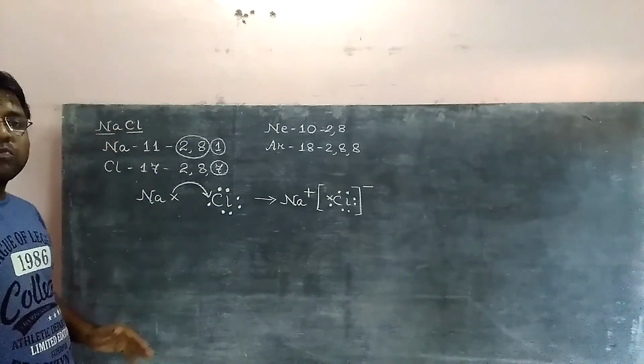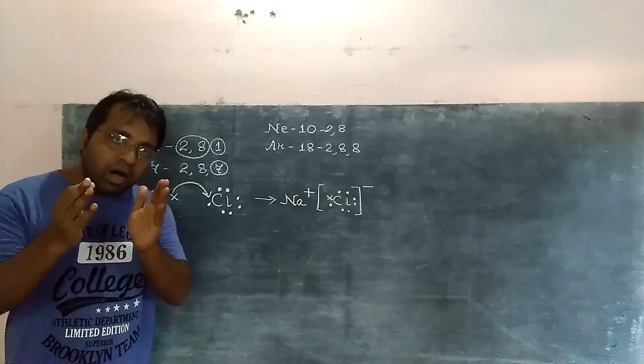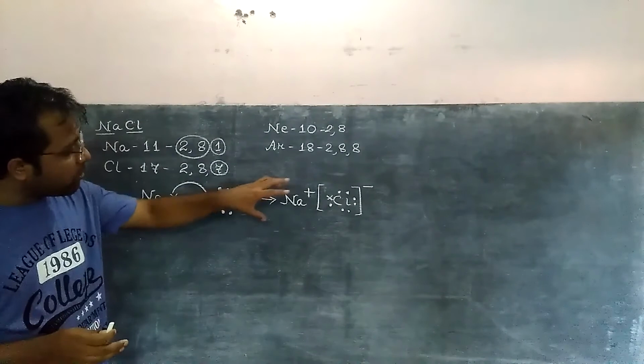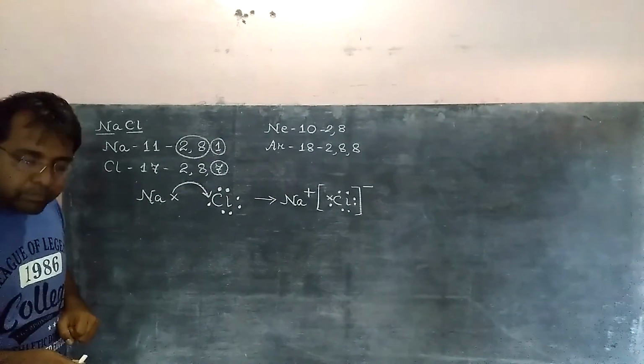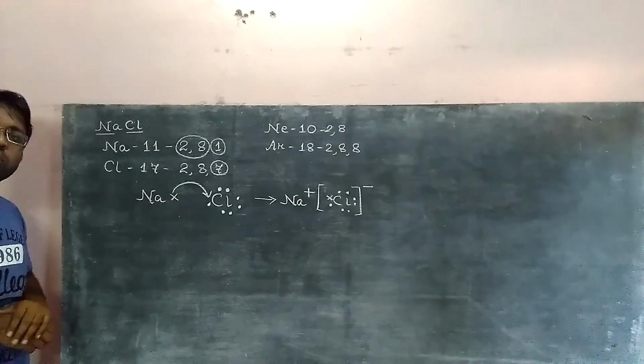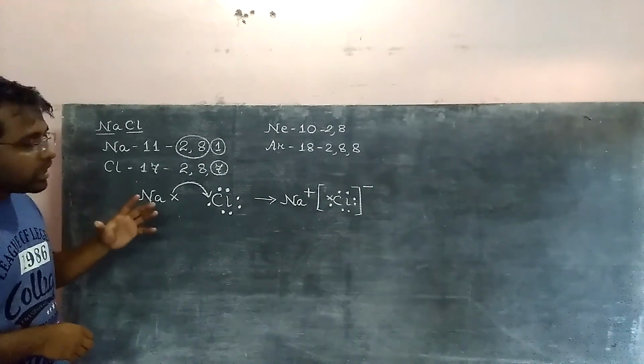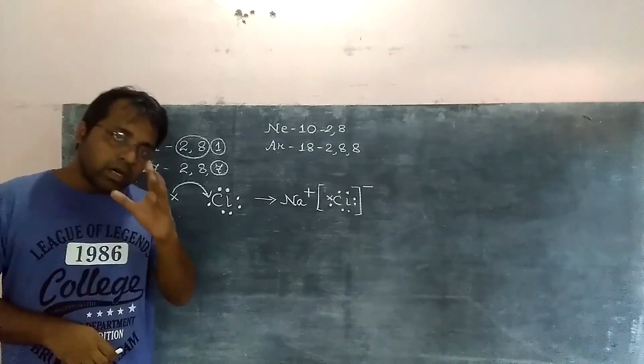So the bond formed between them is known as what bond? Ionic bond. And such compounds are known as ionic compounds. So this way we can show the bonding of ionic compounds. I hope it is clear to you.